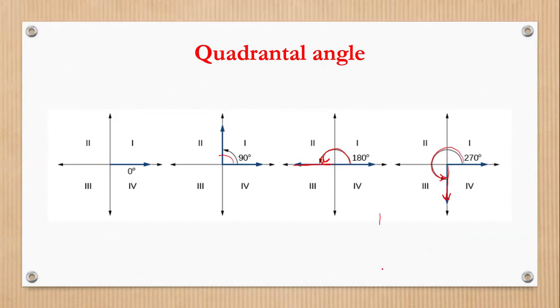We can have another angle. The initial side is always on the positive side of the x-axis, but if the terminal side is also on the positive side of the x-axis, we have a 0-degree angle, or we may have a 360-degree angle, which is a full rotation.